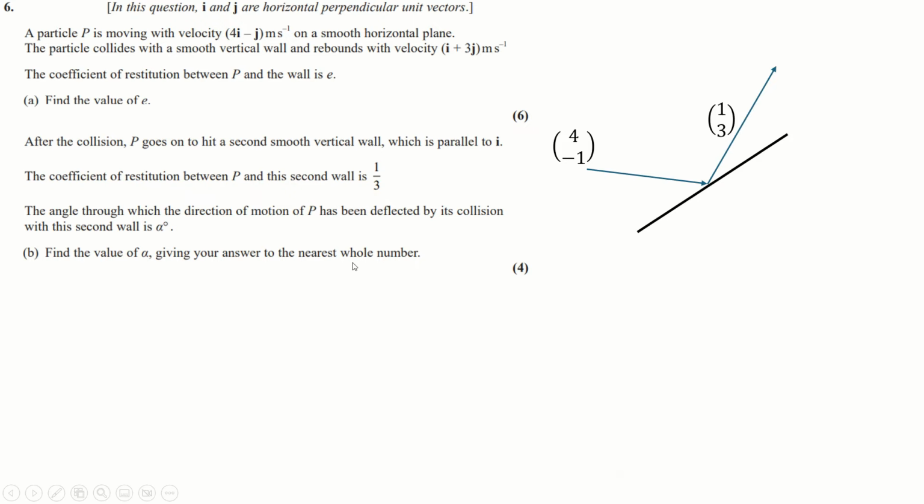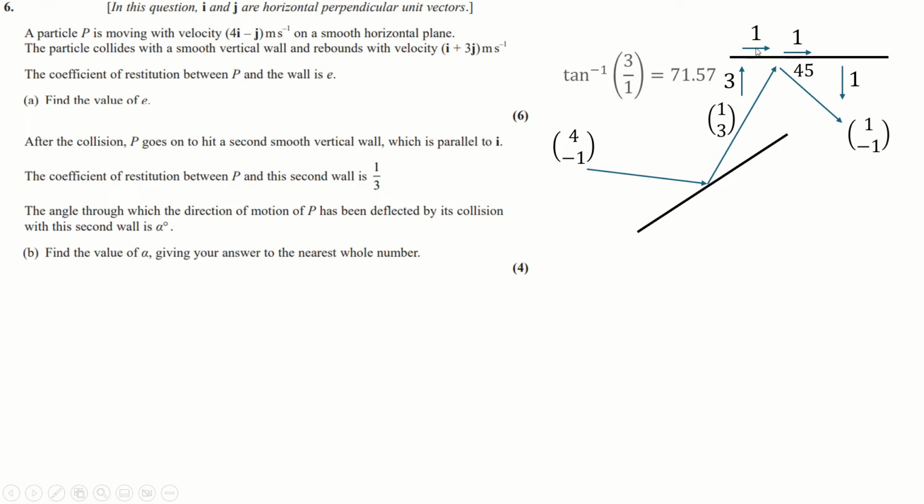So next, this thing also hits a horizontal wall because it's parallel to i. So now it hits a horizontal wall and comes out again. It's going in with speed 3 and 1, like so. So it goes out with speed 1 there, and then here should be 3e, but e is a third, so that's just 1. So this vector coming out is 1, 1, which means this angle is obviously 45 degrees because it's just an isosceles triangle. This angle here is tan inverse of 3 over 1, which is this here. So that's this angle there. And that's the 71 there.